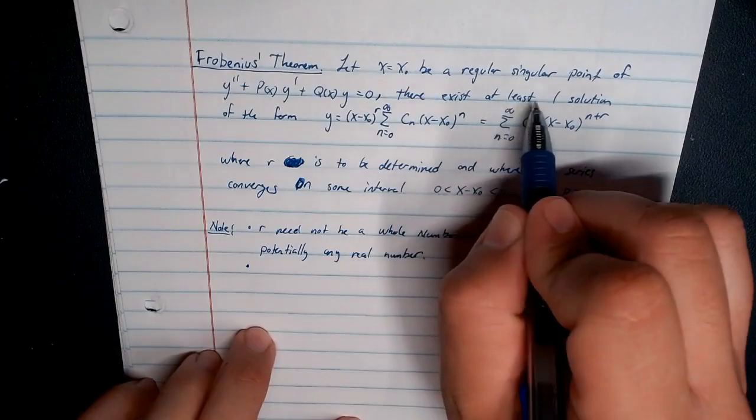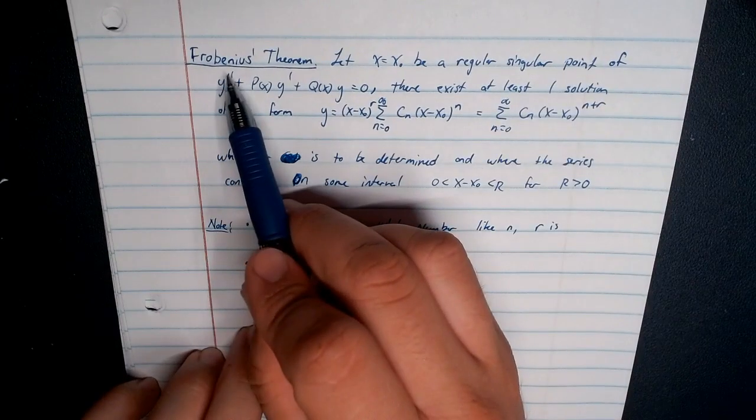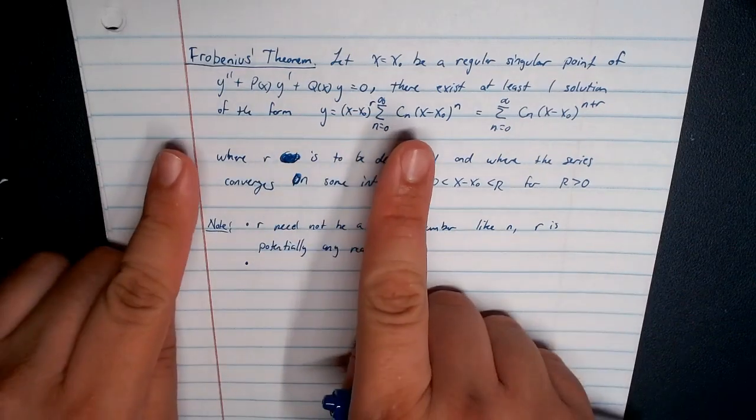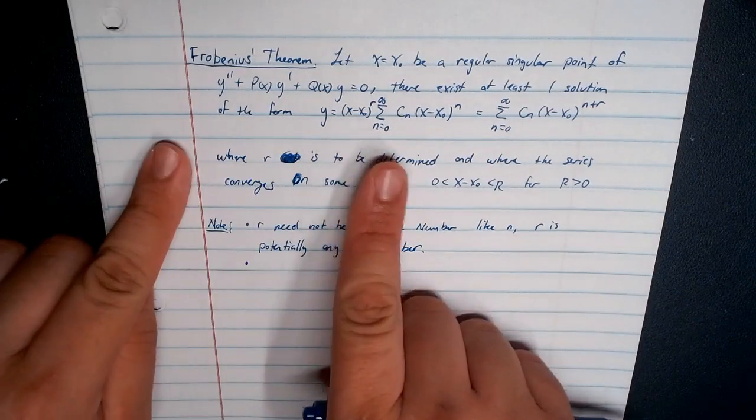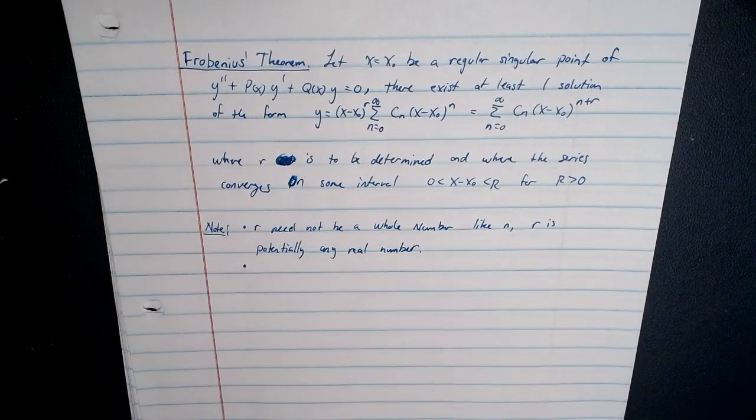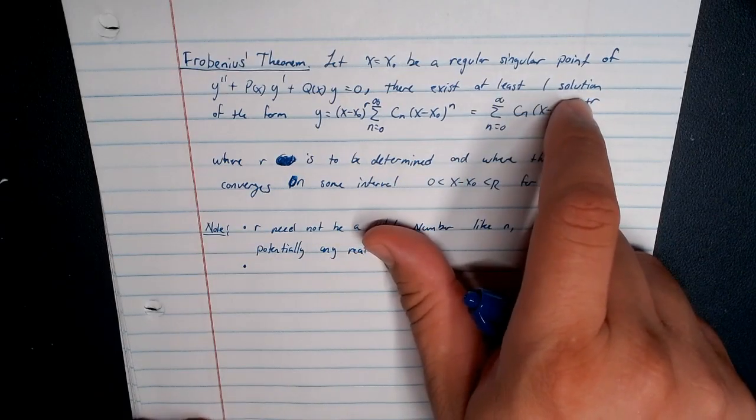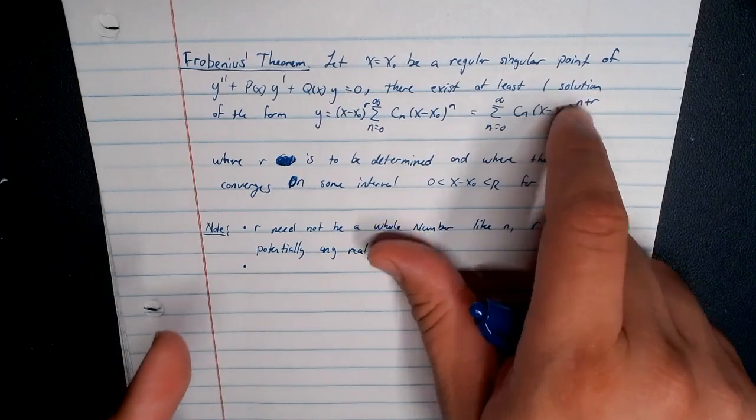There exists at least one solution. Okay, but it's a second order problem. So I'm supposed to get two solutions and then take the linear combination, C1y1 plus C2y2. That's the solution that I expect for a second order problem. What happens if I have only one solution, though? Because my theorem promises at least one. If I have two, great, but what about just one?